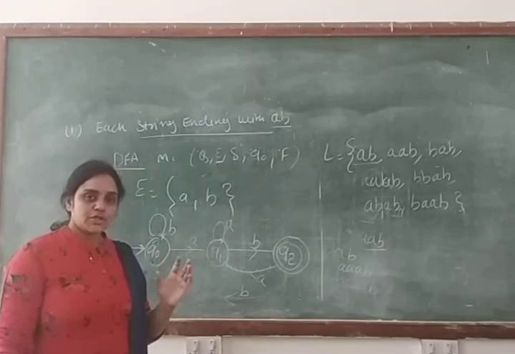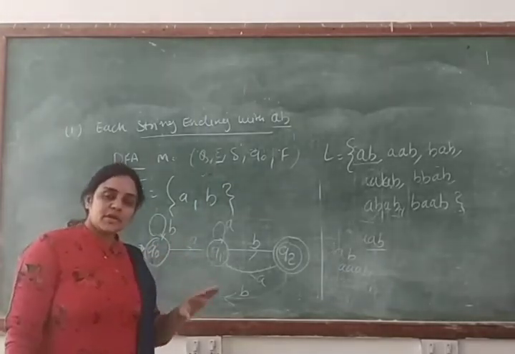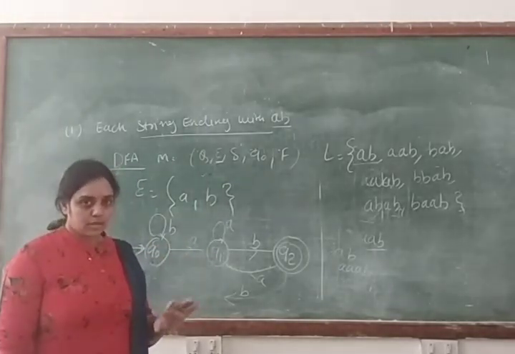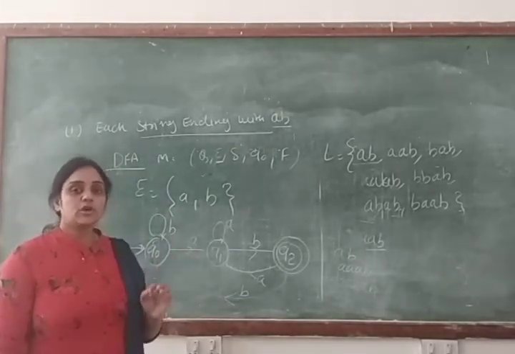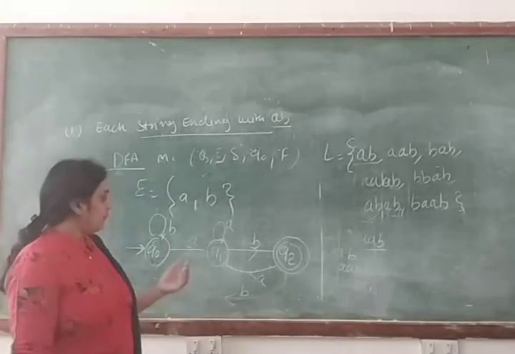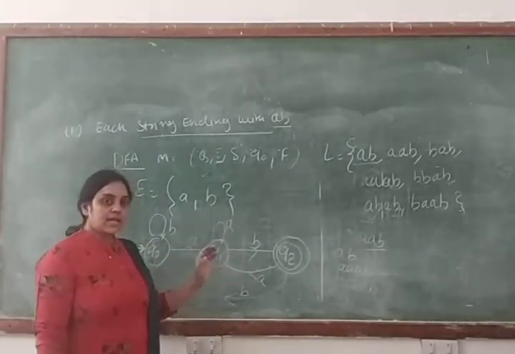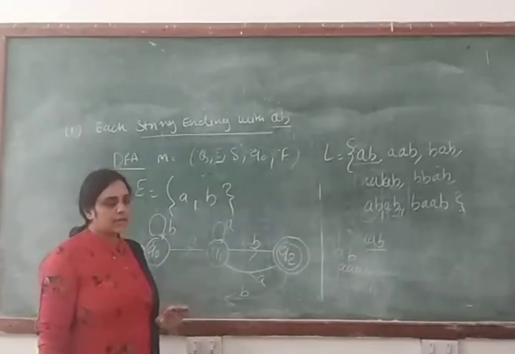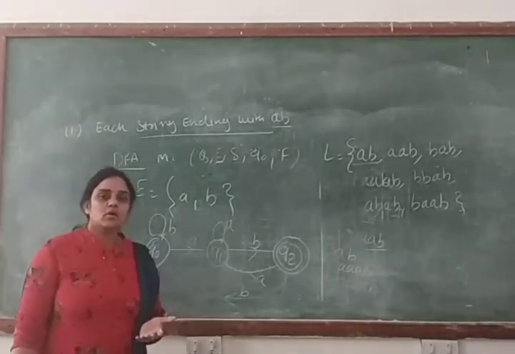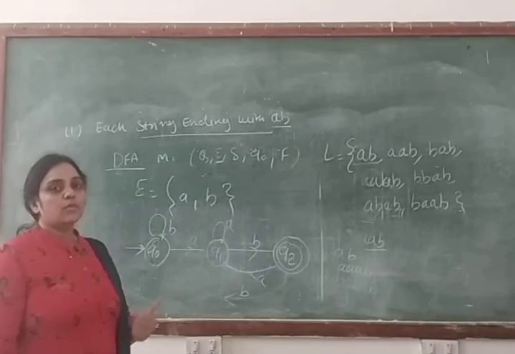So we have to make the machine that accepts all the strings generated by the input symbols A and B, but your string should end with AB. So this type of string your machine should accept. So now we have made a machine that accepts all the strings ending with AB. Clear? So like that we will solve more examples.